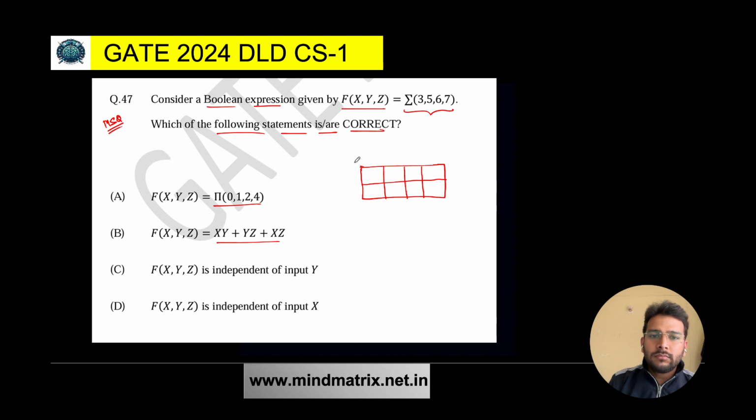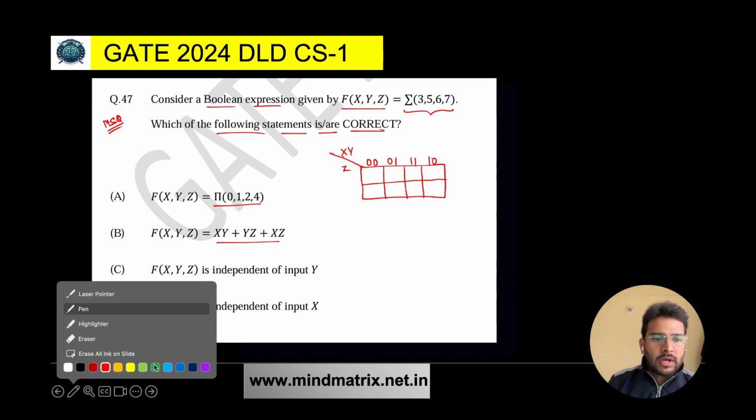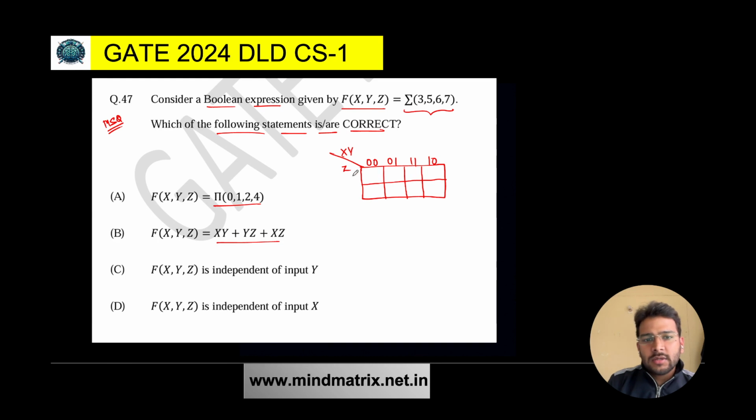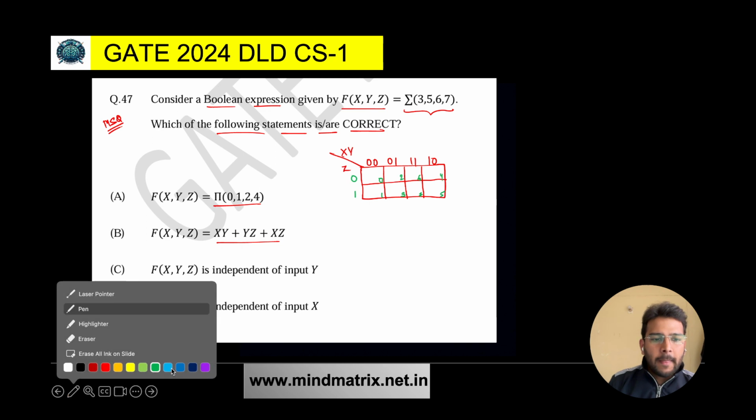Fine. So 3 variable K-map: x, y, and z. It is going to be 0, 0, 0, 1, 1, 0, and 1, 1. And we know this is 0, this is 1. So here this cell belongs to 0 because it is 0, 0, 0, all are 0. So 0, this is 1, this is 2, this is 3, this is 4, this is 5, this is 6, and this is 7. Fine.